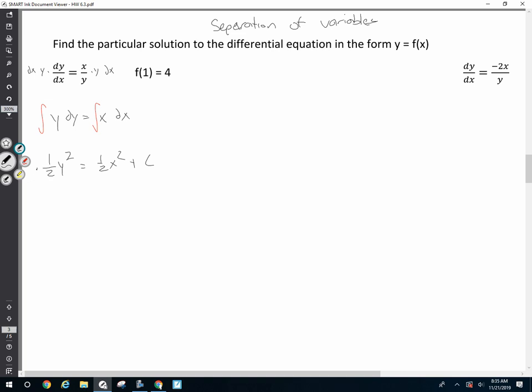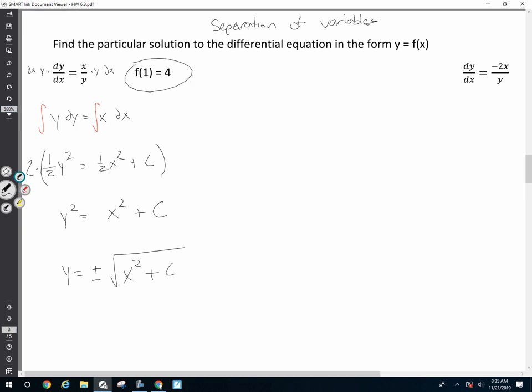We have to know that when we want to solve for y, when we manipulate things, I'm going to multiply everything by 2 just to solve for y. 2 multiplied by 1 half is positive x squared. 2 multiplied by c, you do not have to write 2c. 2 times c is just c. When you take the square root to solve, you got to understand you need a plus or minus square root of x squared plus c.